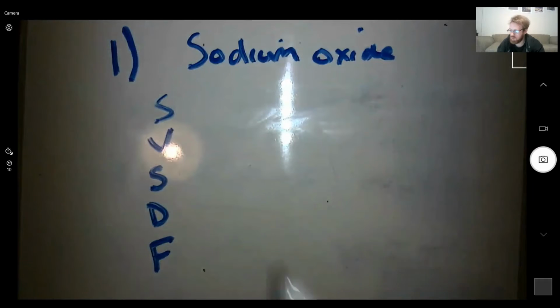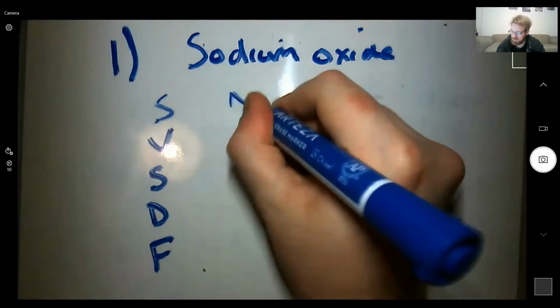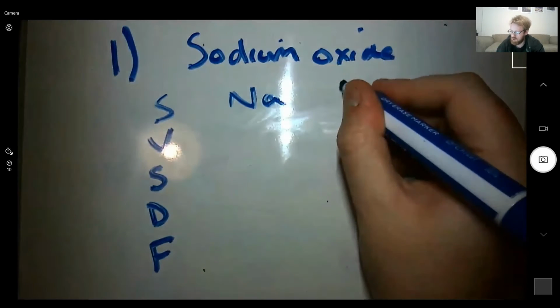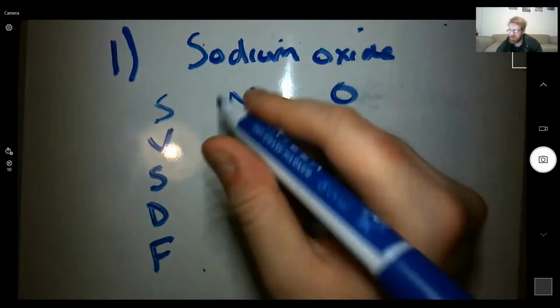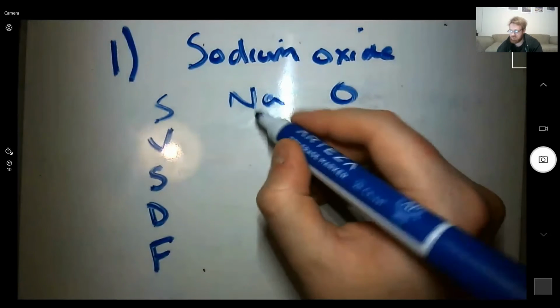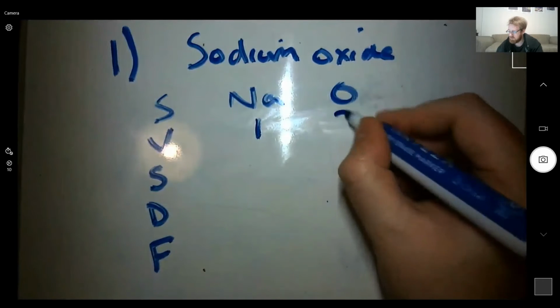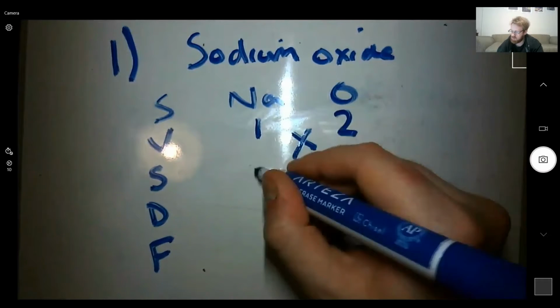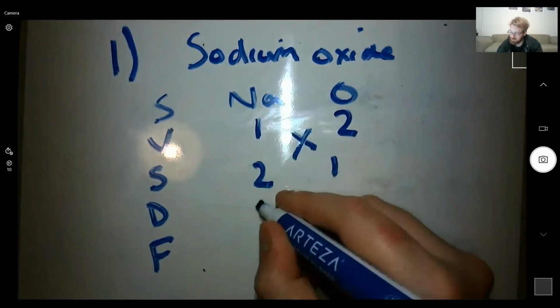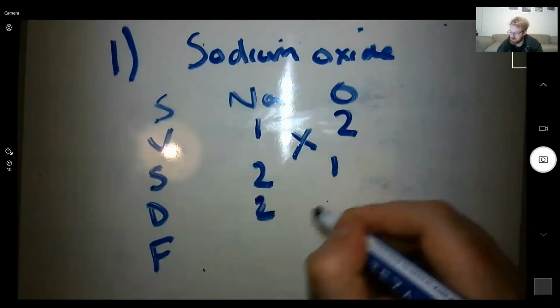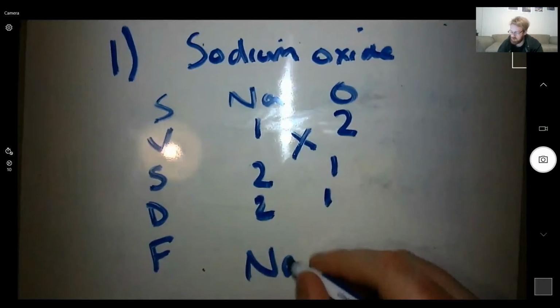Okay, so symbol for sodium is Na. Symbol for oxygen is O. Valency, sodium's in group 1, so it's got a valency of 1. Oxygen's in group 6, so it's got a valency of 2. We can swap them over. We can't simplify it, so that just gives us 2 and 1, which gives us the formula Na2O.